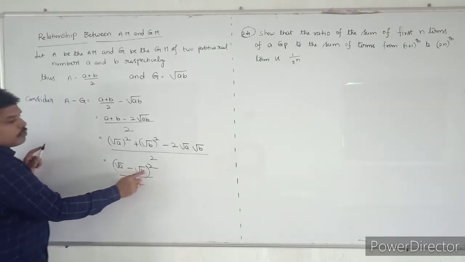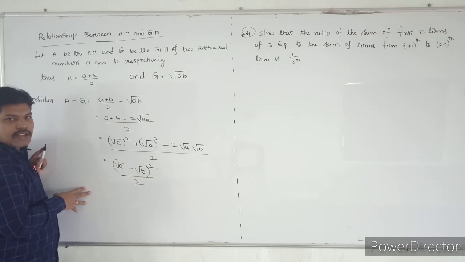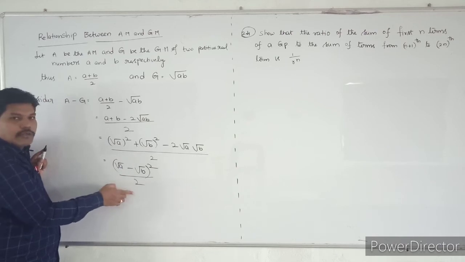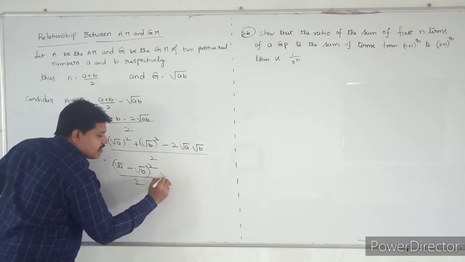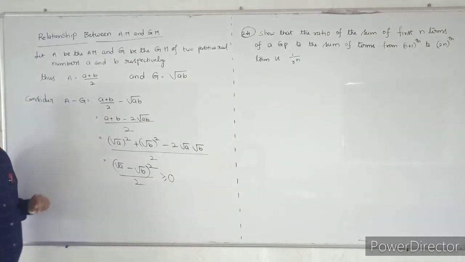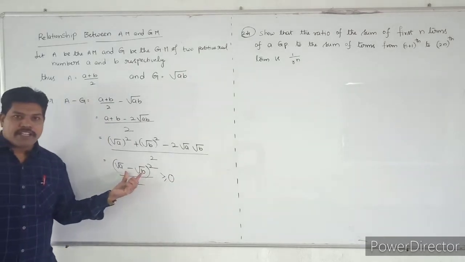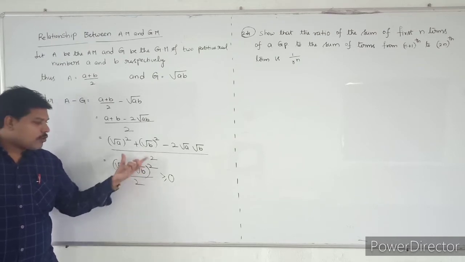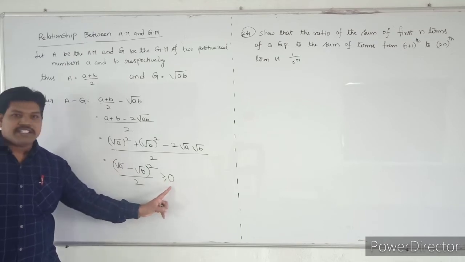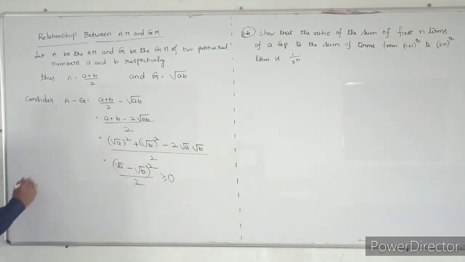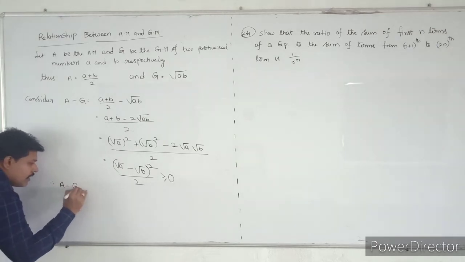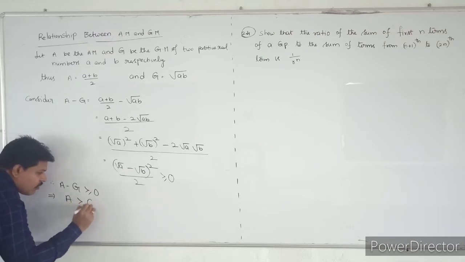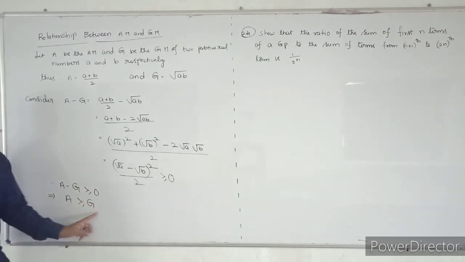So (root a minus root b) whole square is compulsorily a positive value. Yes or no? Square of any real number will become positive only. By 2 it is also positive. So this value is compulsorily greater than or equal to 0, and automatically the total term is a positive value. Therefore we can declare that A minus G is greater than or equal to 0. That implies A is greater than or equal to G.